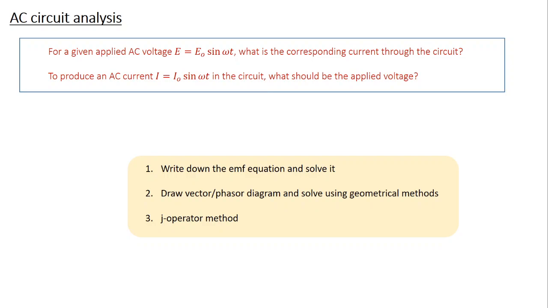Now there are three major methods for analyzing an AC circuit. First one, as we have done in the previous module, identify what are the various voltage components, write down the EMF equation and solve it. We are already familiar with this method. Second one is a graphical method where you draw a vector or phasor diagram and solve it using some geometrical methods. Third one is a J operator method. So we'll have a flair of all the three in our coming classes.